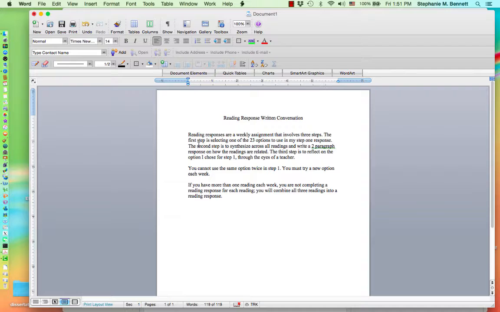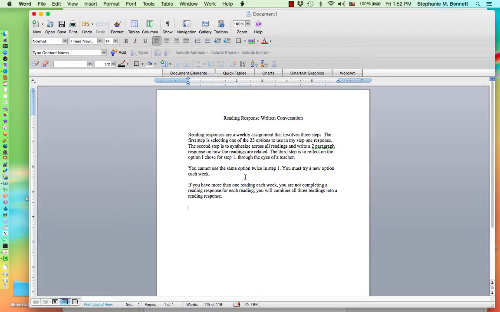So I would read that reading responses are a weekly assignment that involves 3 steps. The first step is selecting one of the 23 options to use in step 1. The second step is to synthesize across all readings and write a 2-paragraph response on how the readings are related. And the third is to reflect on the option that was chosen in step 1 through the eyes of a teacher.